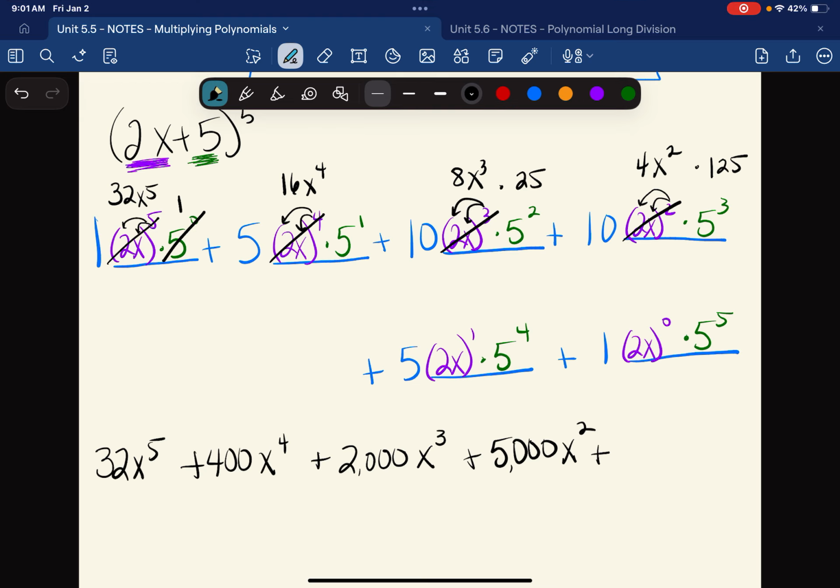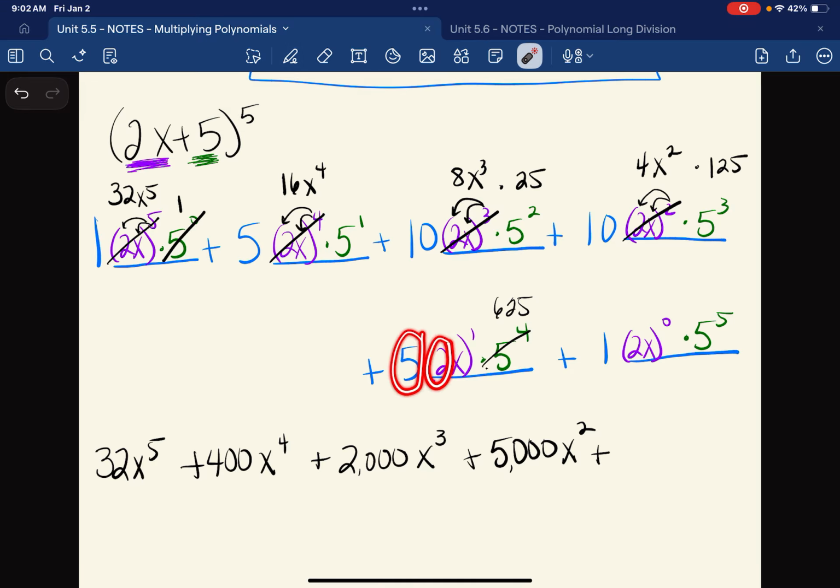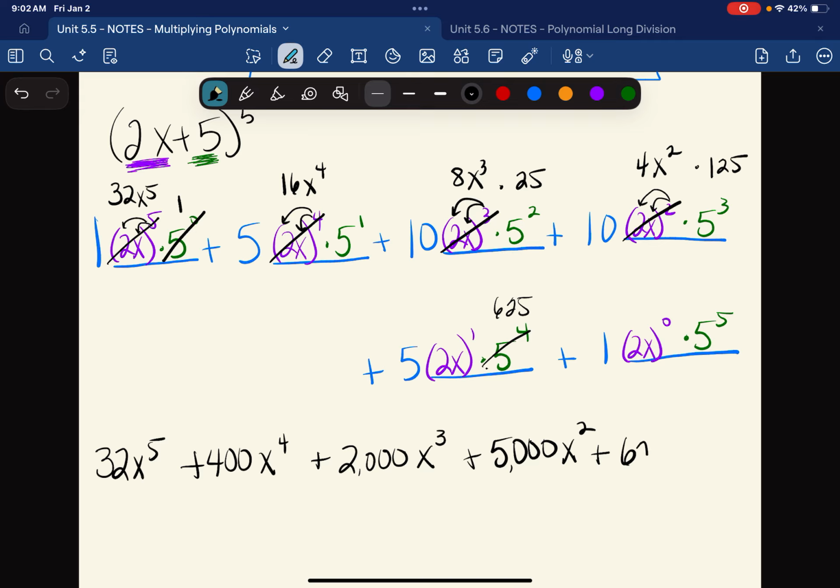Next term. So we have 5 times 2x to the first power times 5 to the fourth power. 5 to the fourth power is 625. Okay, that's 625 times 2x times 5. Well, guess what? I know that 5 times 2 gives me 10. Multiplying anything by 10 is easy. We just add a 0. So 625 times 10 is 6,250. So 6,250x. And then our very last term, 2x to the 0 power is just 1.